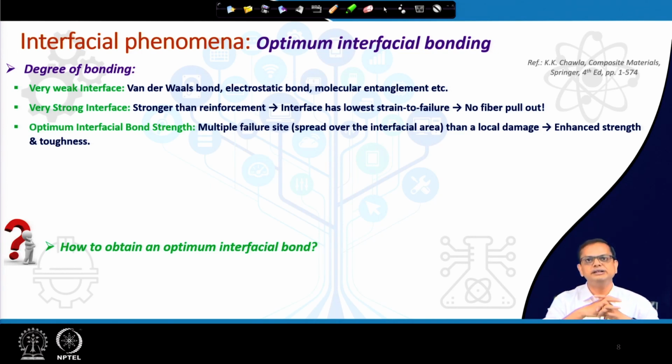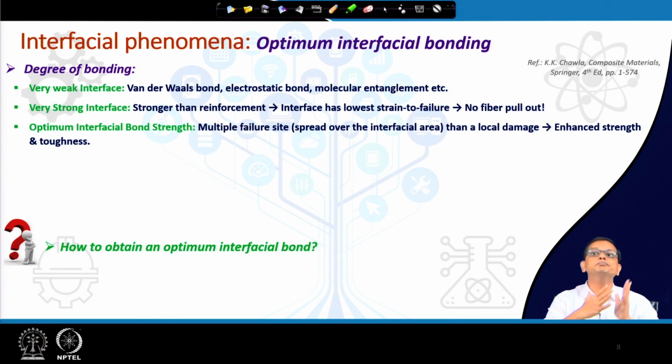In that case, what will be happening? The interface will not fail. As you can see here, it says the interface has the lowest strain to failure, and in that case there will be no fiber pull out. If there is no interfacial delamination, if there is no interfacial failure, that means the interface is so strong that there is no crack propagation through the interface. So, there will be no delamination, so there will be no fiber pull out. So, in this case the interface is quite rigid, quite brittle, we can say.